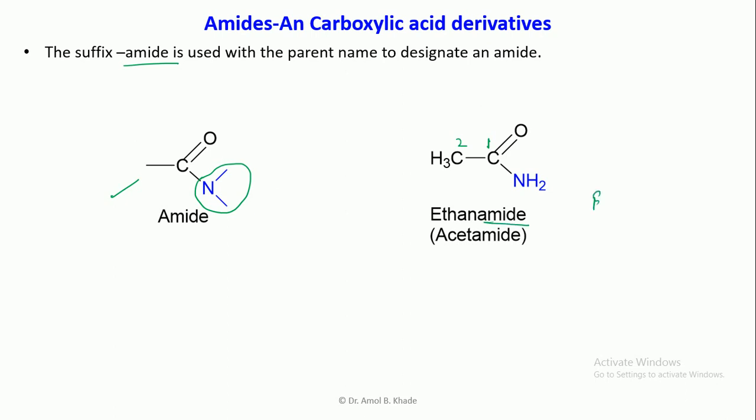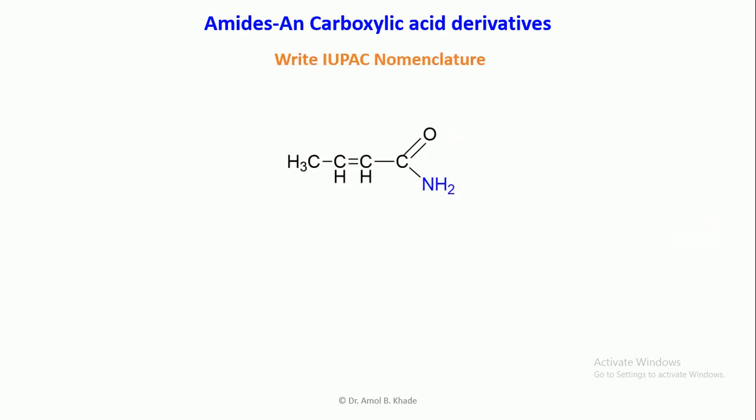So ethane, the E will be dropped and amide will be added. So it is ethanamide. Ethanamide is the correct IUPAC name for this structure, and it is commonly referred to as acetamide. Acetamide is popularly used in pharmaceutical chemistry. So we'll see how we can give the nomenclature for compounds having this amide functionality.